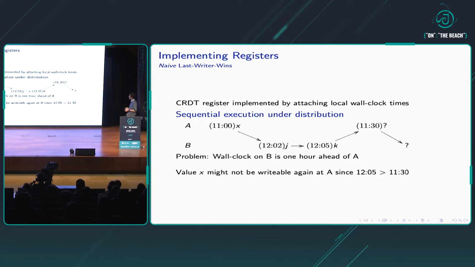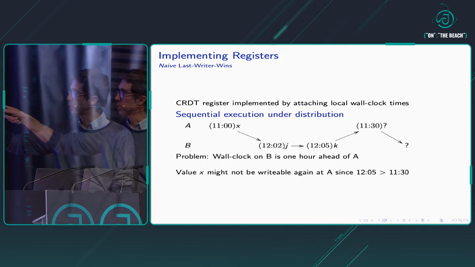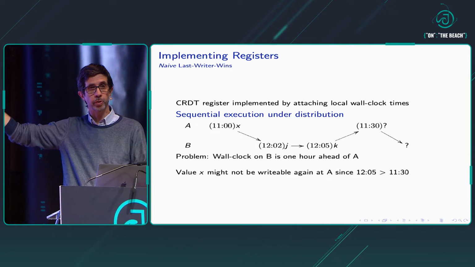So I have an example over here. Site A has a clock that is behind by 1 hour, so it does a write. Then it passes that information to site B. Since site B is ahead in time, there are no issues. It can write again. These writes will replace whatever it gets again from site A.